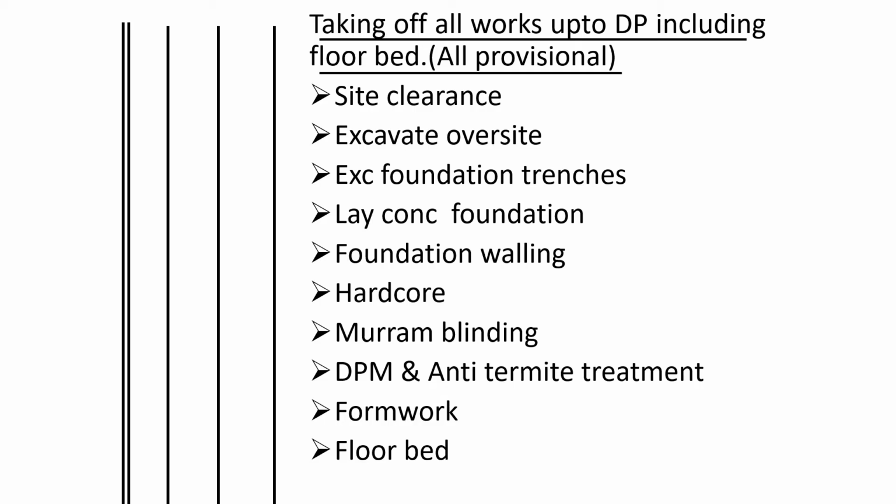In the next step we shall know the procedure to follow when you are taking off a plan whereby we have thicknessing. We shall first do site clearance as usual, then we shall excavate the oversight. We excavate the oversight so that we remove all vegetable soil, and we shall reduce the level up to where the hardcore will lie. Then we shall excavate the foundation trenches.